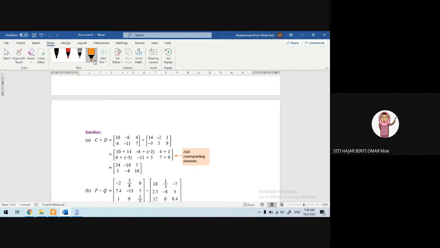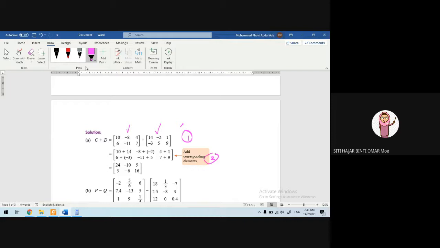So this is how you write your answer: first step, second step, and third step. Follow correctly. First step, when the question gives C and D, we need to write down the matrices first. C plus D. Write down the matrices first. This is the first step. Second step, we add the corresponding elements. You write down what numbers you are adding or what numbers you are subtracting.